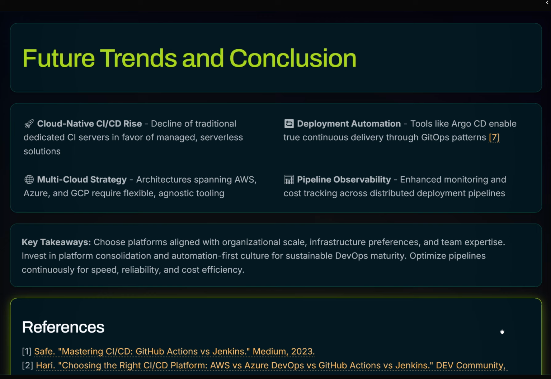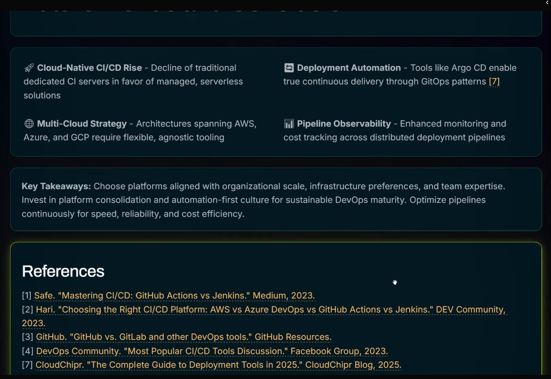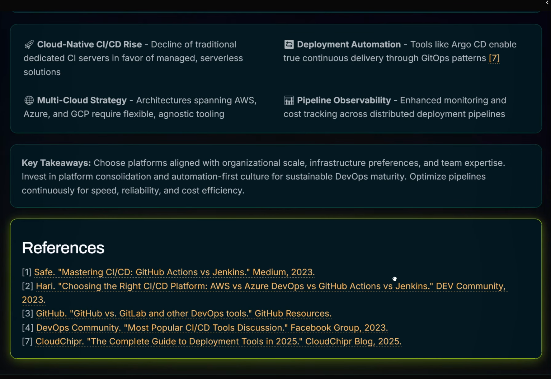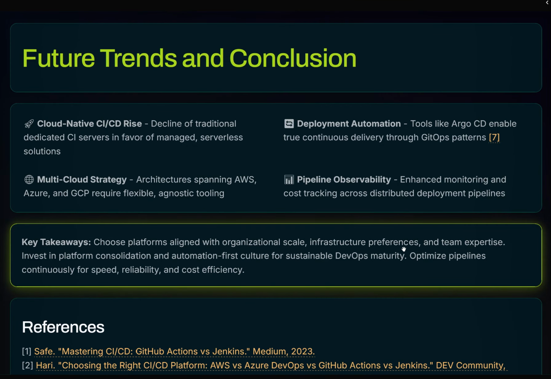So key takeaways: choose a platform aligned with organizational scale, infrastructure preference, and team expertise. Invest in platform consolidation and an automation first culture for sustainable DevOps maturity, optimizing pipelines continuously for speed, reliability, and cost efficiency. All right, I believe these ideas will give you a bit of a picture of what is happening in today's development world, right? What the development processes have been like here.